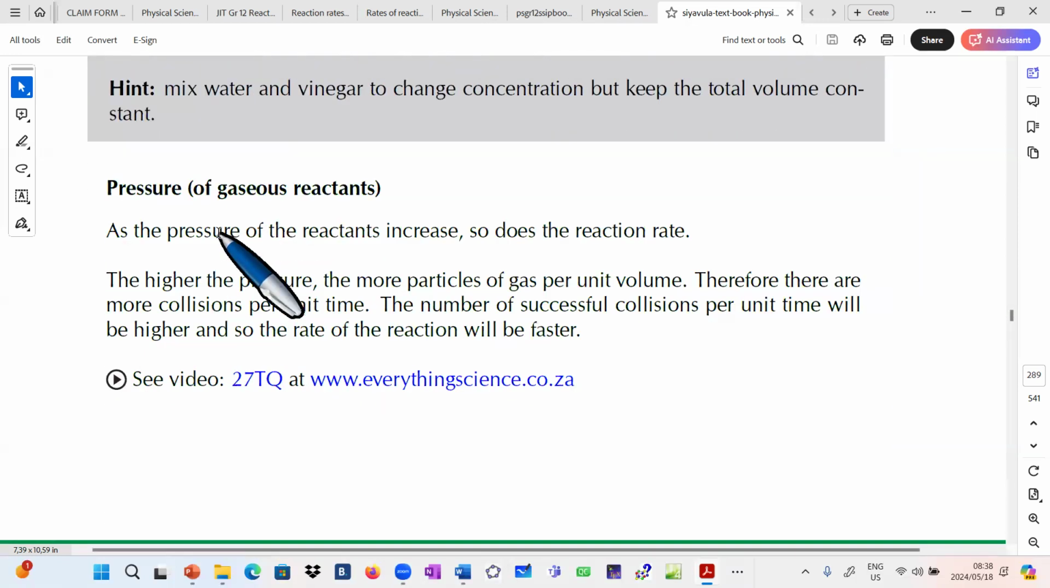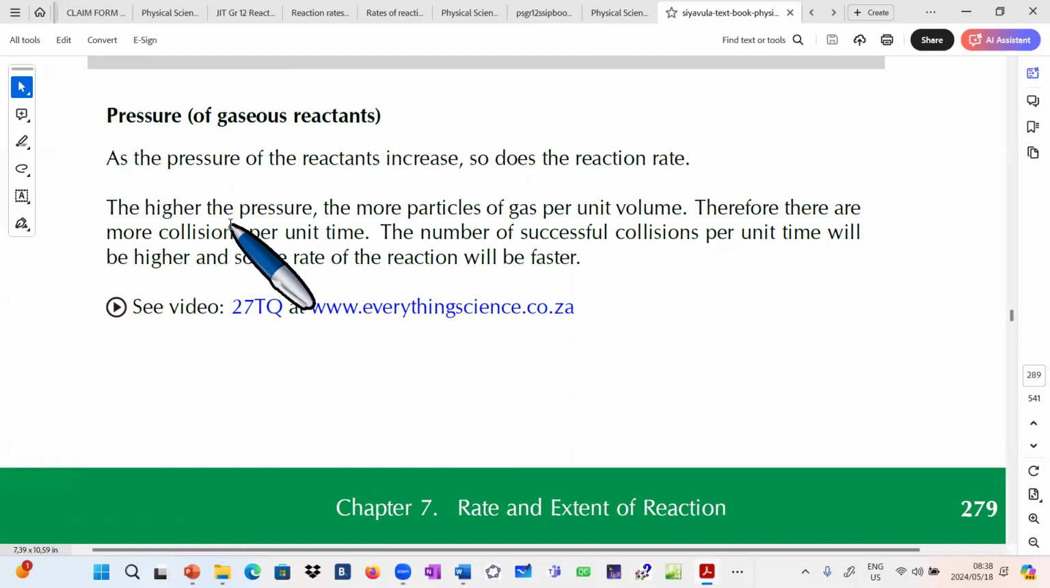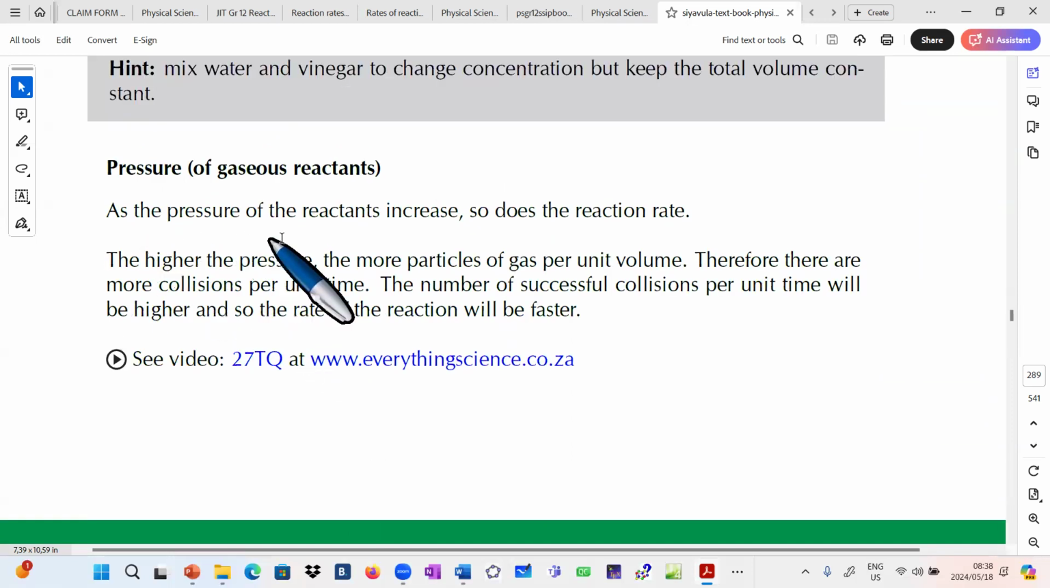Now, the notion of pressure of gaseous reactants, and pressure itself as a factor. As the pressure of the reactants increases, so does the reaction rate. The higher the pressure, the more particles of gas per unit volume. Therefore, there are more collisions per unit time. The number of successful collisions per unit time will be higher, and so the rate of the reaction will be faster.